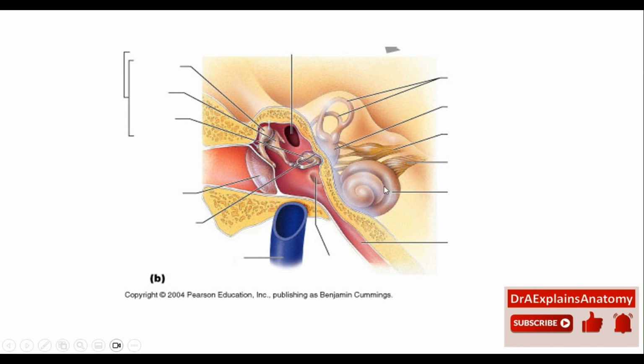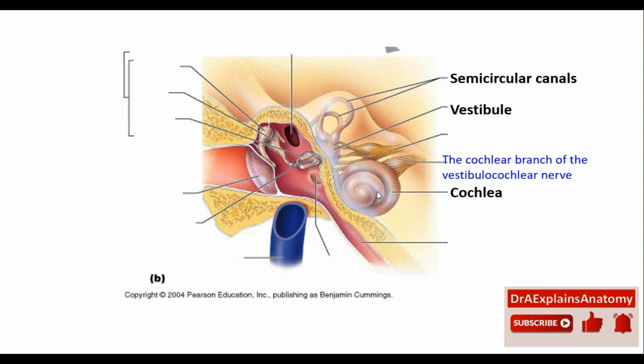Moving to the structures of the labyrinth, which is located in the internal or inner ear. First, we can see the semicircular canals. This right here is the vestibule. This is the cochlea. Right here, we can see the cochlear branch of the vestibulocochlear nerve, which is cranial nerve number 8. We can also see the vestibular branch of the vestibulocochlear nerve, cranial nerve number 8.